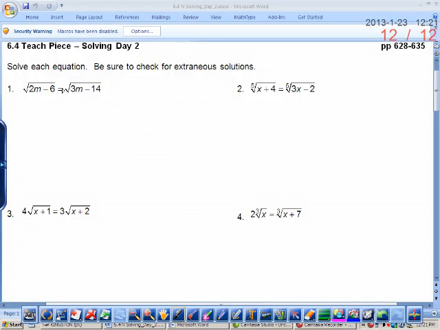What are we going to do to both sides of the equation? Square it. So when I square it, I'm just left with what's inside. So this is 2m minus 6 equals 3m minus 14.